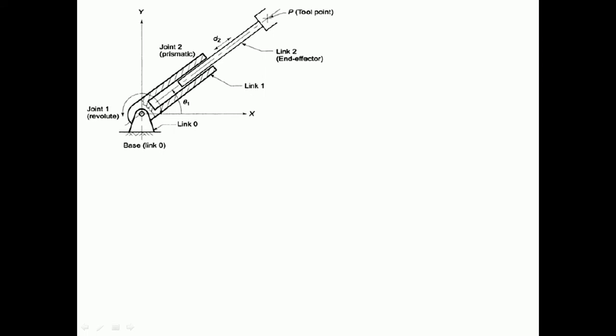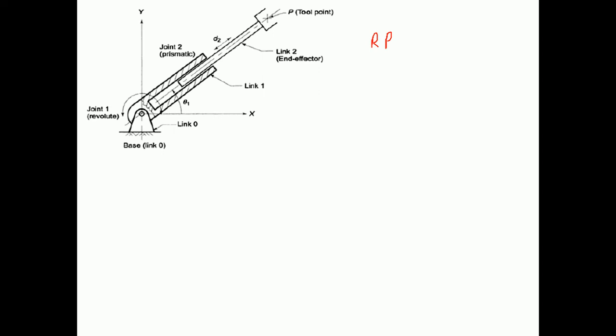Today we are going to do an example on the DH parameter notation scheme. This is an RP type configuration, that is revolute and prismatic. Over here a revolute motion is going to be performed, and with the link between link 2 and this end effector, a prismatic motion is going to be performed.